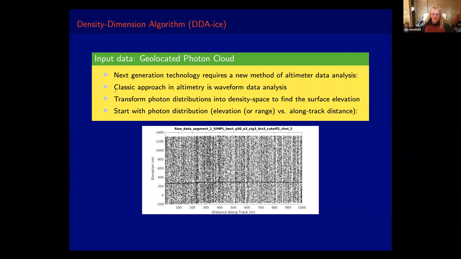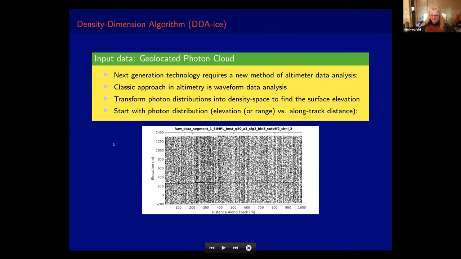The classic approach to altimetry is doing waveform data analysis, but we are looking actually at the field of photons. So now anyone can see, well, the surface must be there, and any old algorithm is able to find the surface in such a field. However, if there are crevasses, it's not as easy as that.